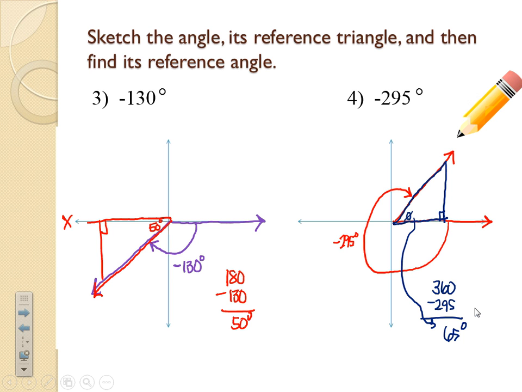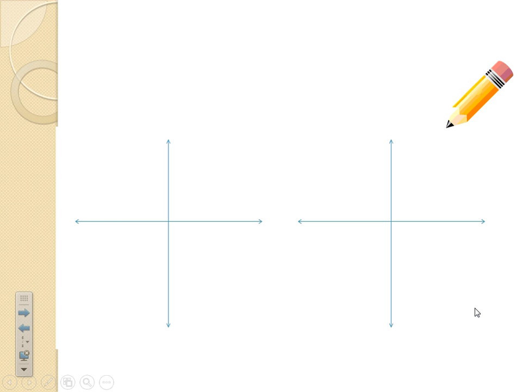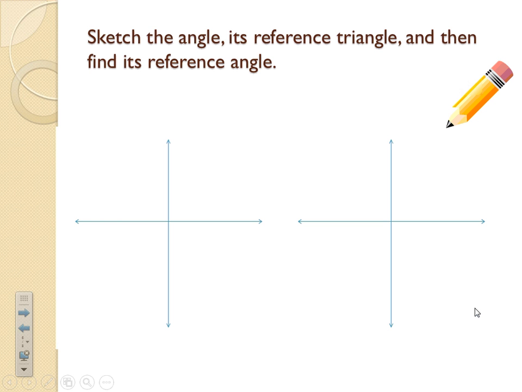All right, let's try a couple different kinds of problems here now. These ones say sketch the angle and the reference triangle and the reference angle. However, it looks like these aren't degrees to start out with. They are radians. So what we must do is convert to degrees first. And that's why we learned how to convert from radians to degrees and degrees to radians.